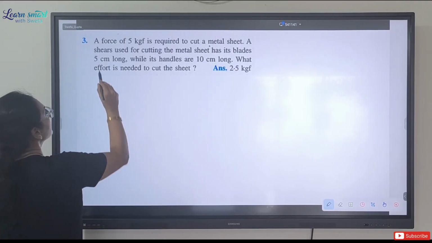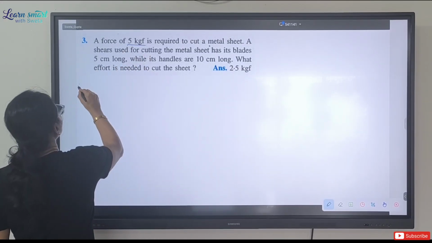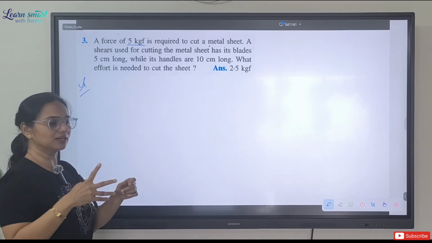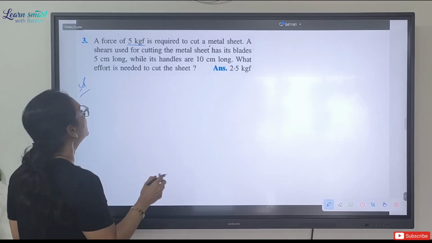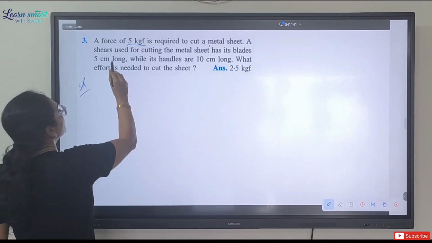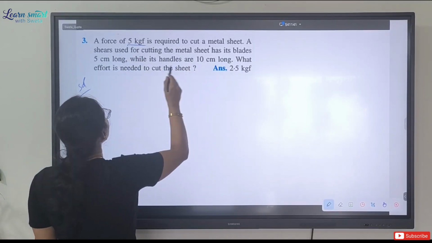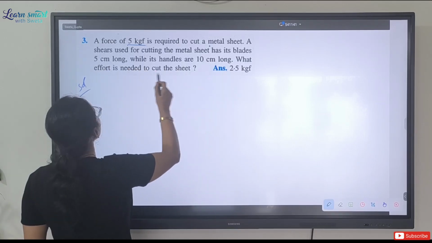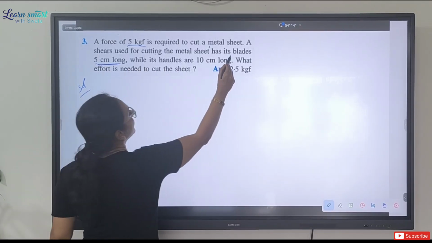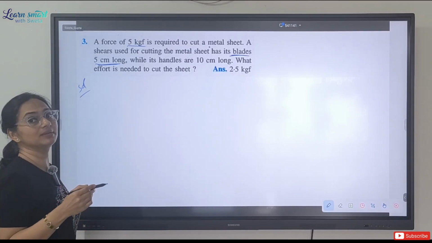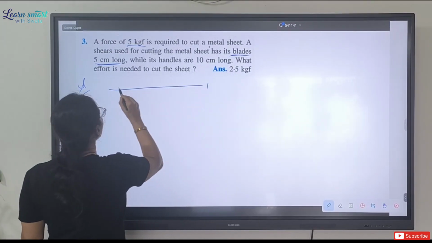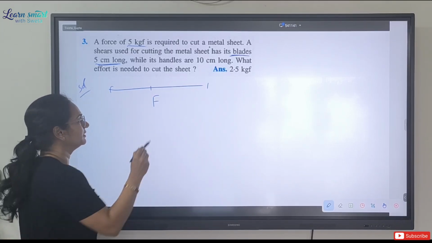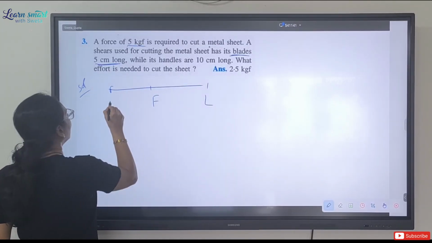Now, question number 3 says a force of 5 kgf is required to cut a metal sheet. Shears is something that you cut metal with and it looks like scissors only. So, it is also a class 1 lever. A shear used for cutting the metal sheet has its blade 5 centimeter long. So, blade is 5 centimeter long, which means load arm is 5 centimeter. So, we will again draw, this is the fulcrum. This is fulcrum, load and effort.